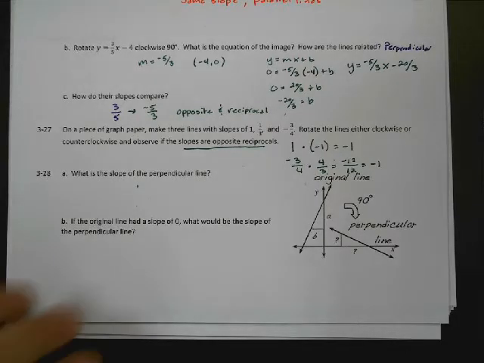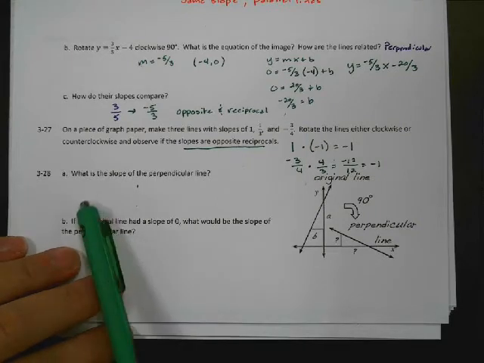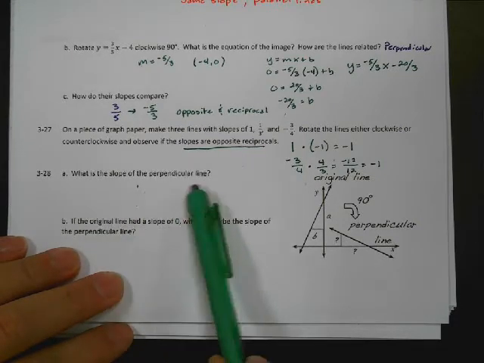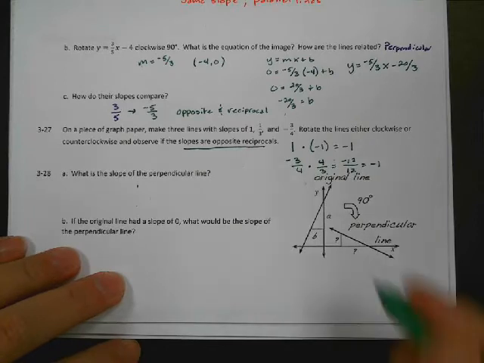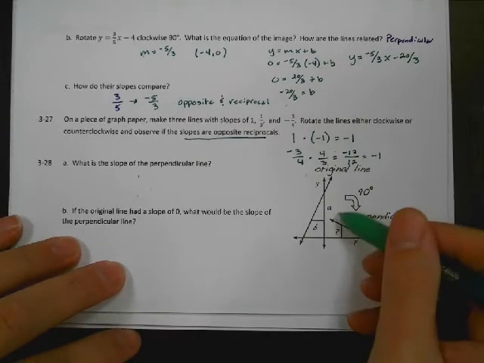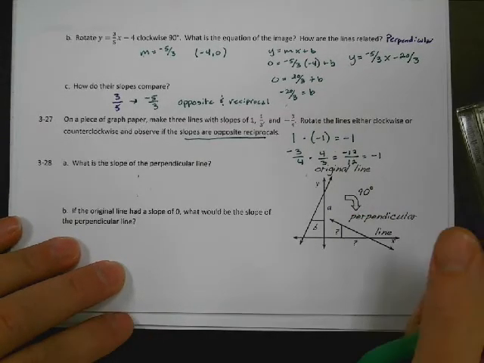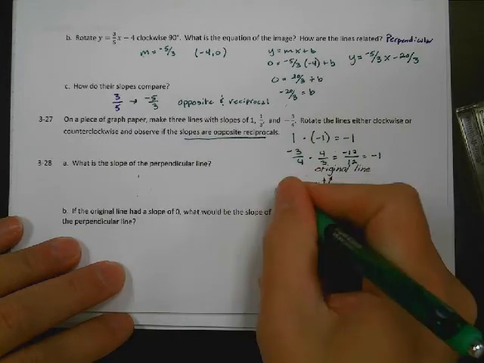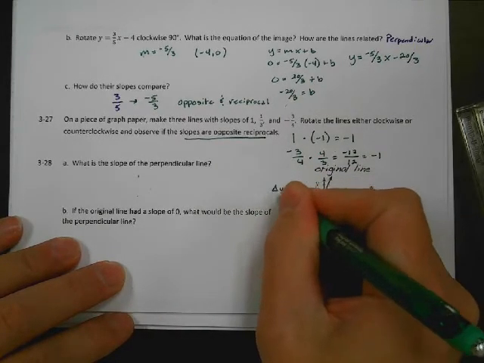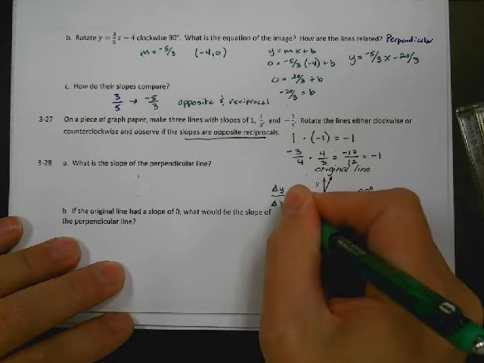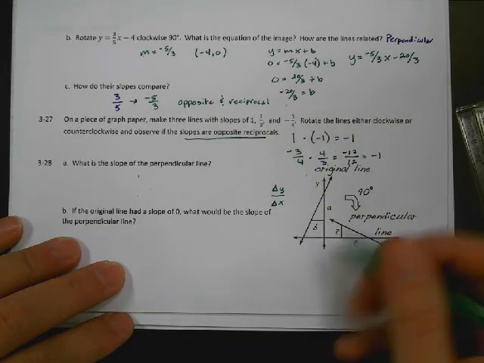All right, number 28. What is the slope of the perpendicular line? So this is a little bit crazy here because they don't give us any numbers, but we can do the change in y over the change in x and find out what the slopes are, just using the letters.